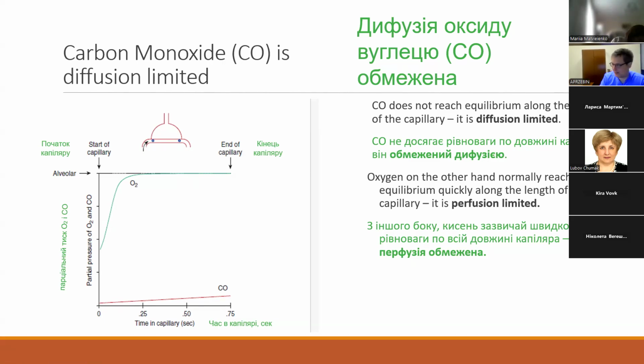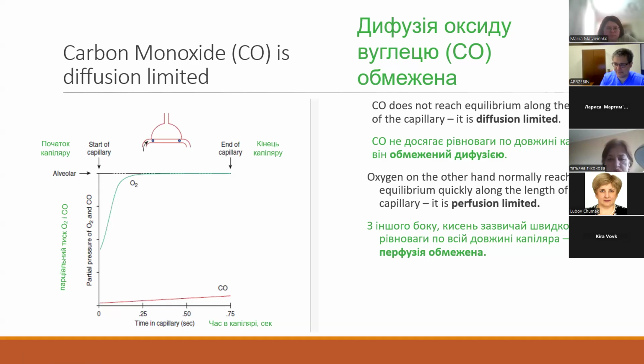It's diffusion limited. The other thing that's excellent about carbon monoxide is that when it is absorbed, when it diffuses into the blood, it is fairly immediately and tightly bound to hemoglobin. So the concentration of the carbon monoxide in the capillary blood remains fairly low because it is mainly bound to the hemoglobin.